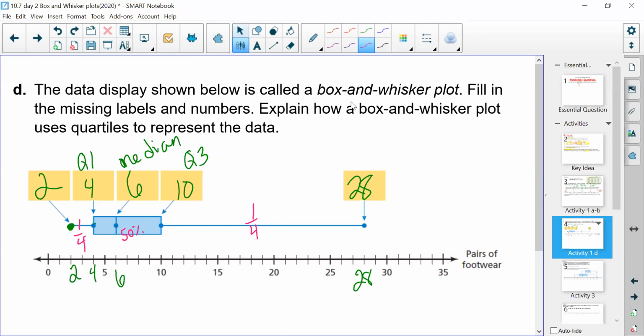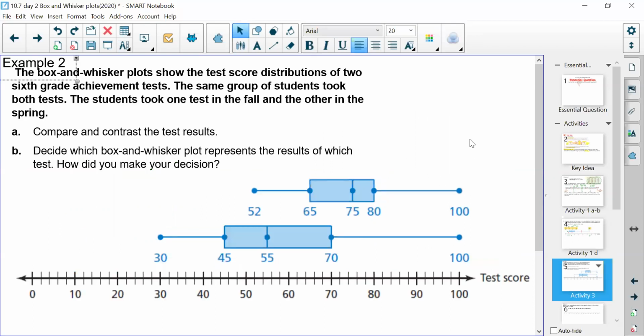Let's go ahead and analyze a little bit with our box and whiskers plot. So I'm going to look at this. This is example 2. I'm going to compare and contrast some test scores. So maybe I have quite a bit of data from a lot of students here. We're looking at 2 6th grade achievement tests, and the same group of students took both tests. The students took one test in the fall and the other test in the spring. I'm actually going to do part B first.